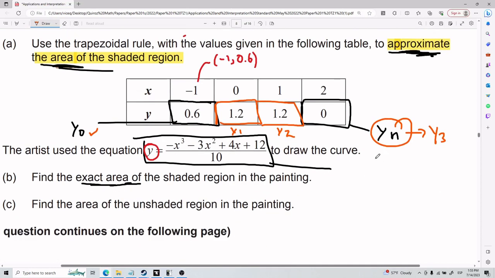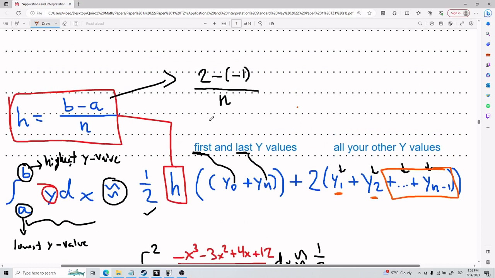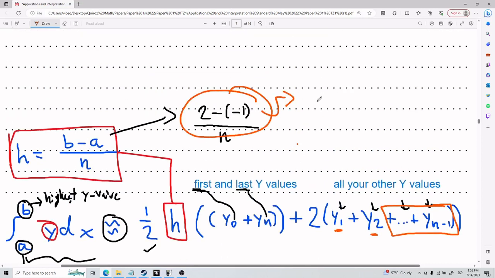Because I'm just going in order. So this is y1, this is y2, that means this is y3. Look at that. Hint, hint. This n, this 3, n equals 3. Let's go back up here. So we have 2 minus minus 1, which is 2 plus 1, divided by n, which we said was 3. 3 divided by 3, h equals 1.